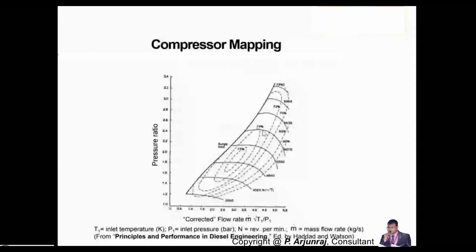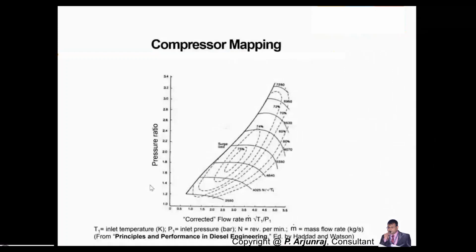So we'll see the compressor mapping. The x-axis is the mass airflow rate, and the y-axis is the pressure ratio. The pressure ratio is basically the ratio of the outlet pressure to the inlet pressure. The inlet pressure relates to the mass flow rate of the air entering the cylinder, and the exhaust pressure is basically the exhaust gas flow coming out from the exhaust system. That ratio you call the pressure ratio.